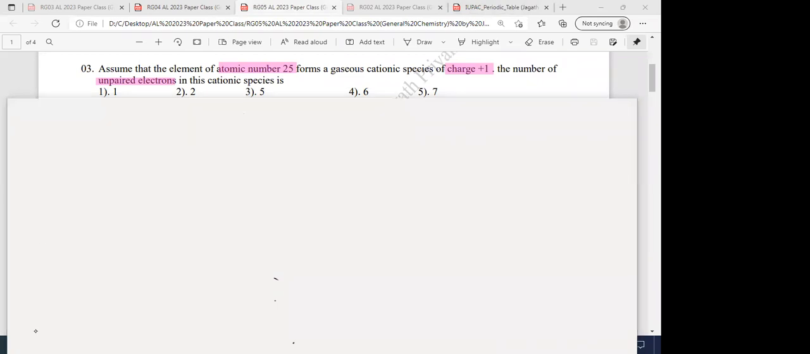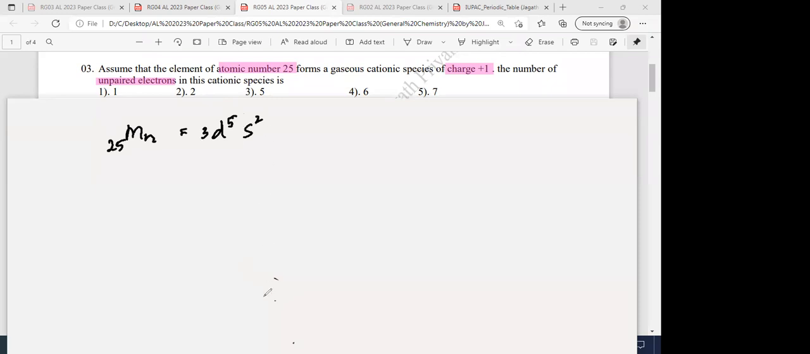That is manganese. The periodic table is given in the exam. Mn, manganese, atomic number 25, then you get the outermost configuration 3d5 4s2.